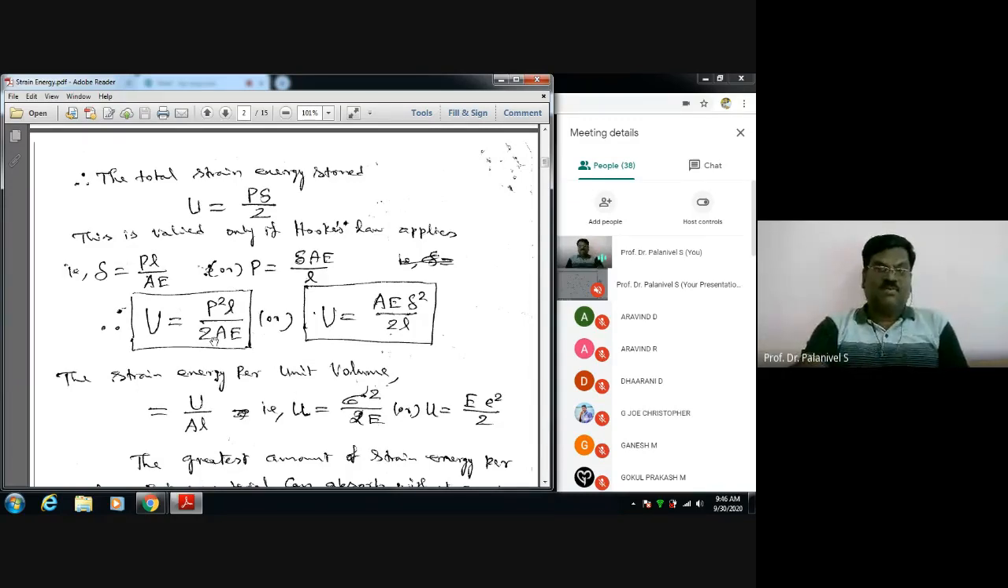When at the limit of proportionality, when the maximum load is applied on the bar, this is the strain energy stored for the entire volume of the bar. I am interested in determining the strain energy stored per unit volume of the bar. Therefore, that is equal to capital U divided by AL. A is the area of the cross section of the bar into L, which is nothing but the volume of the bar, right? So I want the strain energy stored per unit volume.